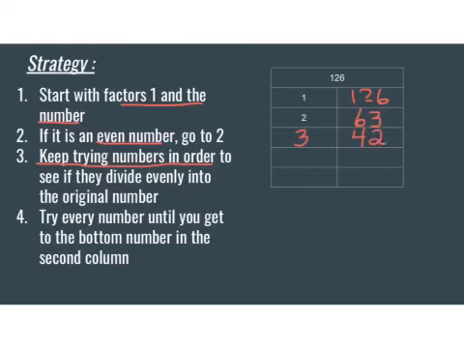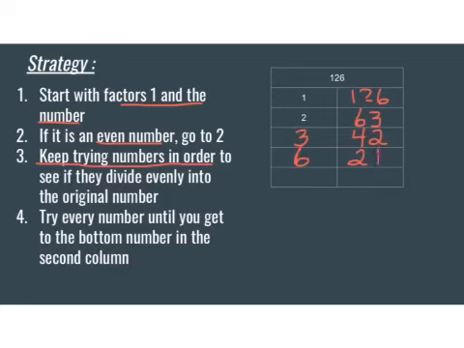I'm going to try 4. 12 divided by 4 is 3. 6 divided by 4 is 1, but it doesn't go in evenly, so that won't be a factor. 5 won't be a factor because it doesn't end in 5 or 0. 12 divided by 6 is 2, and 6 divided by 6 is 1.